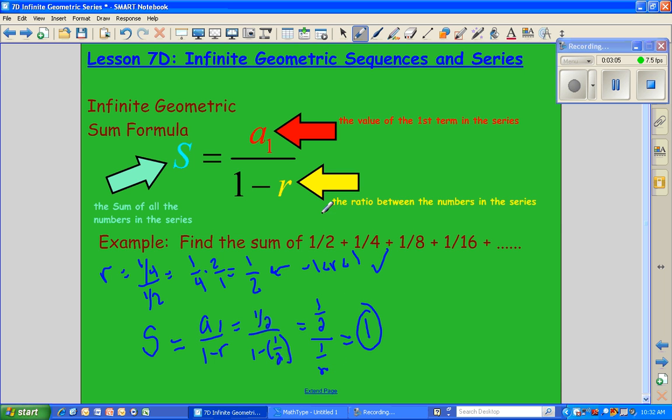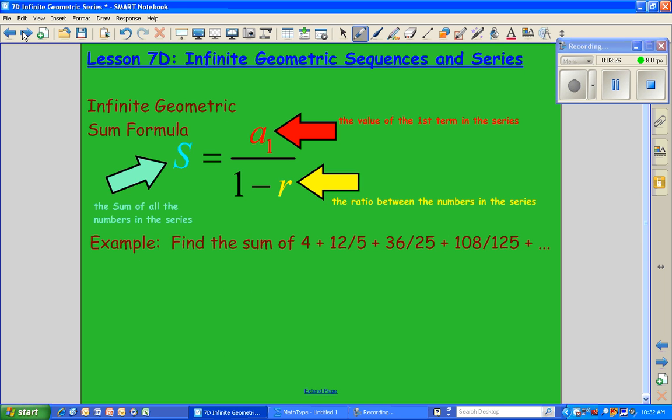So if you took your calculator and you said 1/2 plus 1/4 plus 1/8 plus 1/16 plus 1/32 plus 1/64 plus 1 over 128, and you kept going, your number is going to get closer and closer and closer to the value of 1. When I say your number, I'm talking about the total amount. Alright, so that worked on the first example.